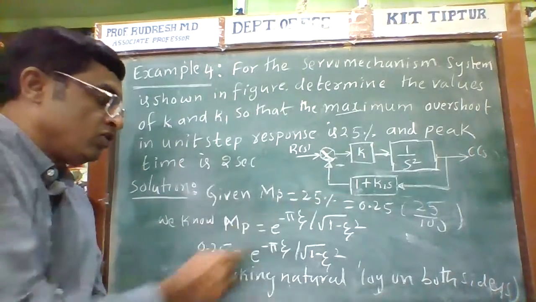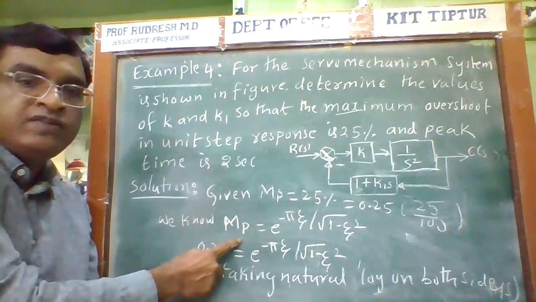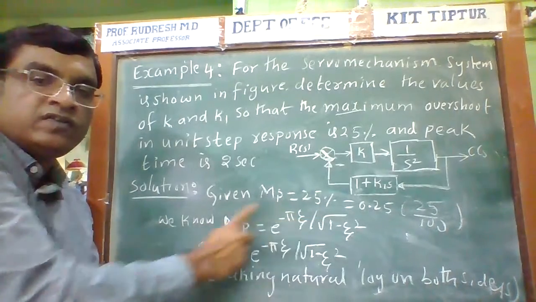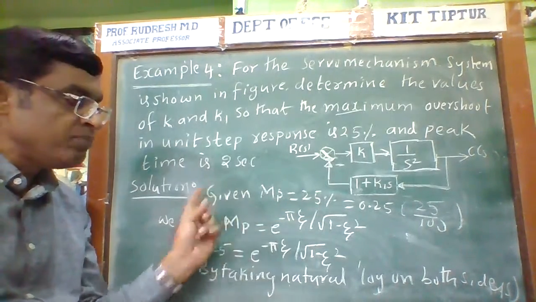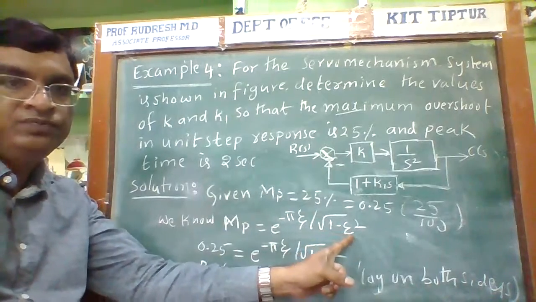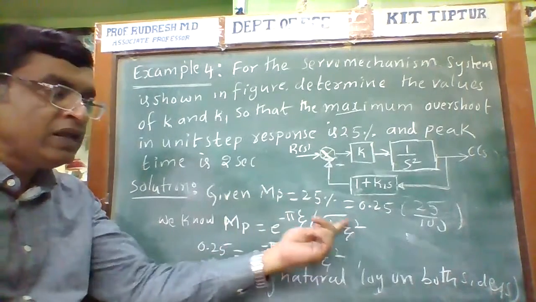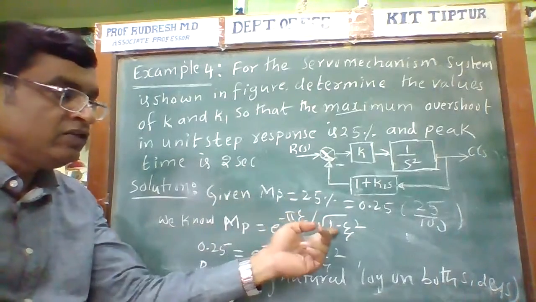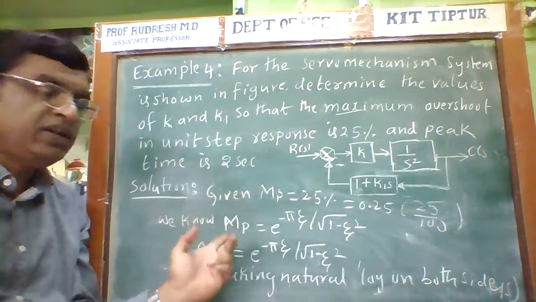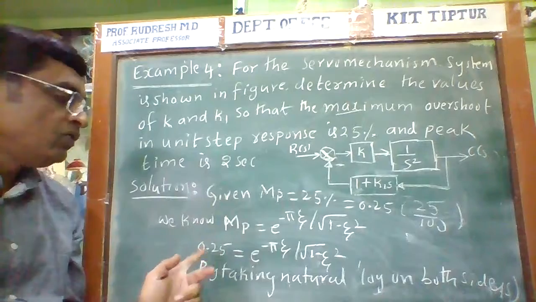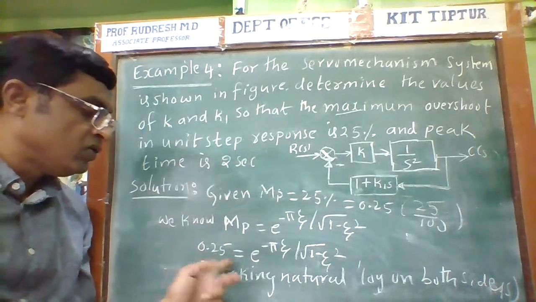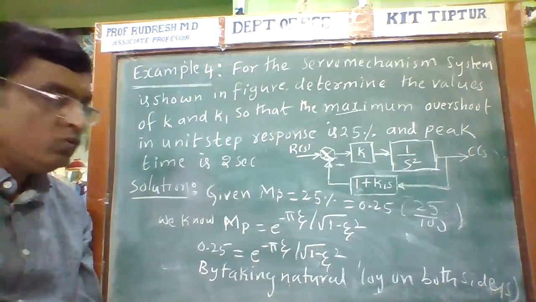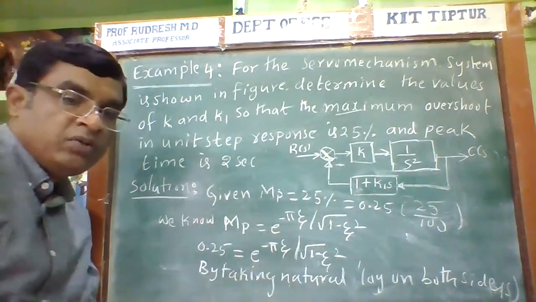We know that MP is equal to e power minus pi into zeta divided by square root of 1 minus zeta square. If you know the MP value, you can easily calculate the zeta value. If MP is given, you can easily calculate zeta. If zeta is given, you can easily calculate the MP value. Now, what is the MP value? 0.25, equal to e power minus pi into zeta divided by square root of 1 minus zeta square.